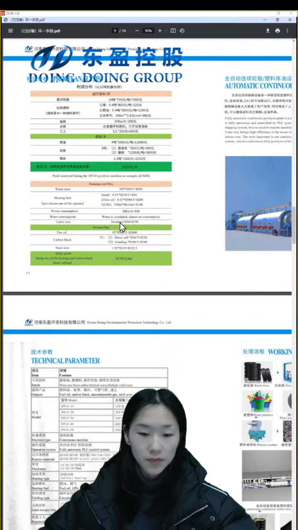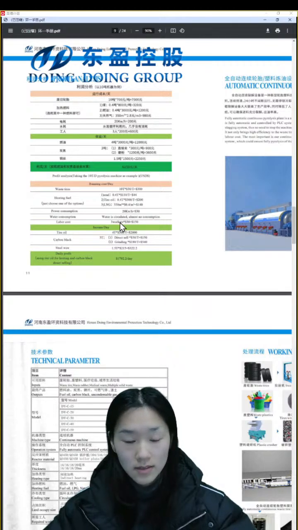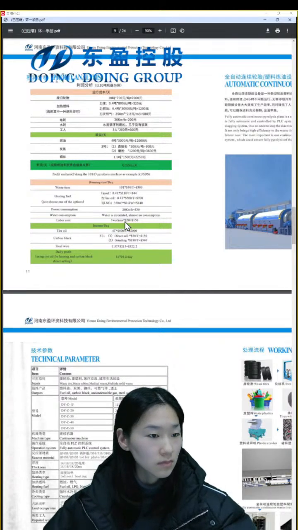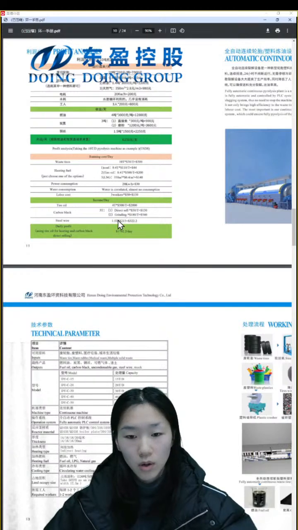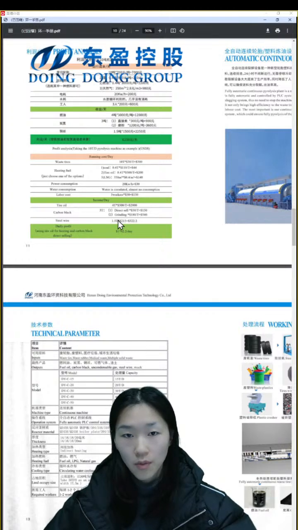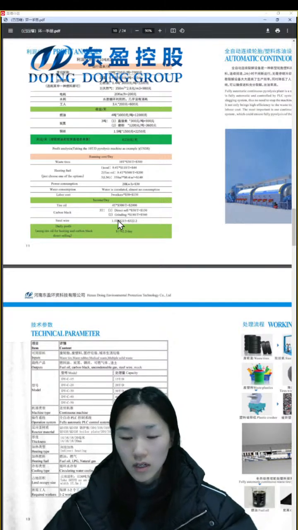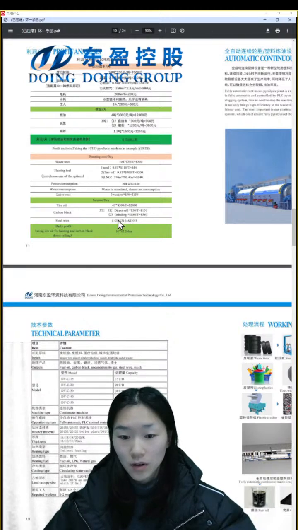If the labor cost is low in your local area, the batch type machine is your best choice. But if the labor cost is very high in your local area, you can consider our fully continuous pyrolysis machine, because the fully continuous type will save labor. There will need to be no people in here.